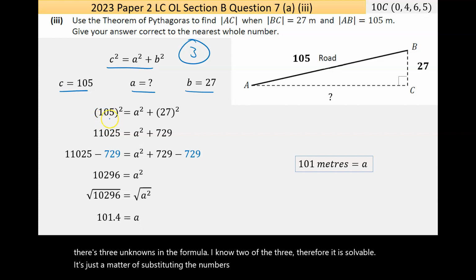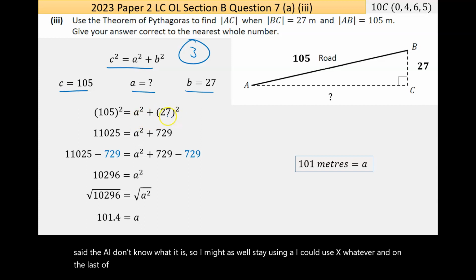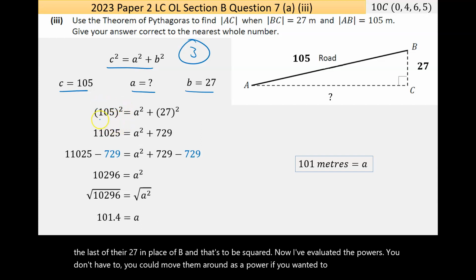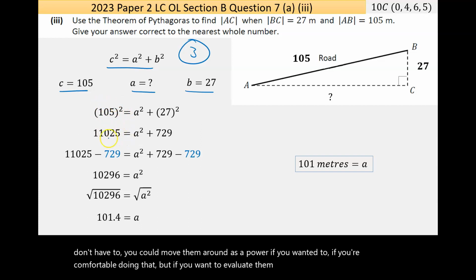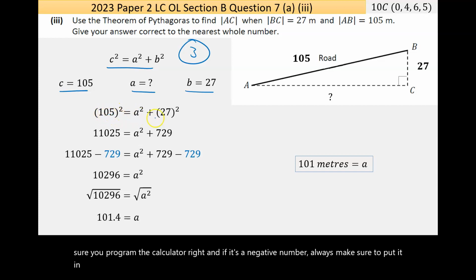Now instead of the C, I put the 105 in brackets. Instead of the A, I don't know what it is, so I might as well stay using A. I could use X, whatever. And on the last one there, 27 in place of B, and that's to be squared. Now, I've evaluated the powers. You don't have to. You could move them around as a power if you wanted to, if you're comfortable doing that. But if you want to evaluate them out, that is a correct step. Just make sure you program the calculator right. And if it's a negative number, always make sure to put it in brackets. But these aren't negative because they're lengths.